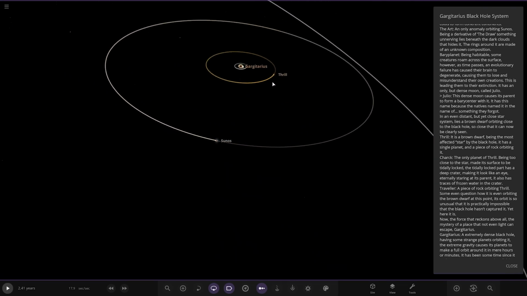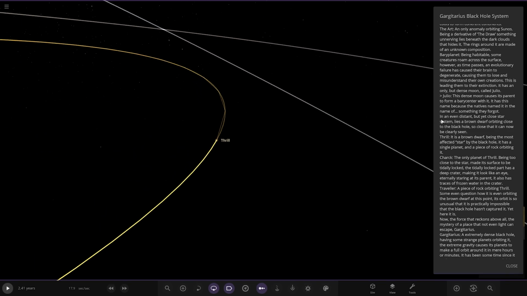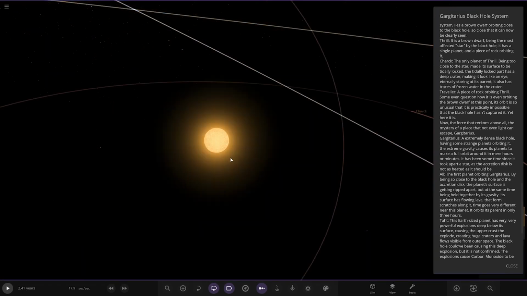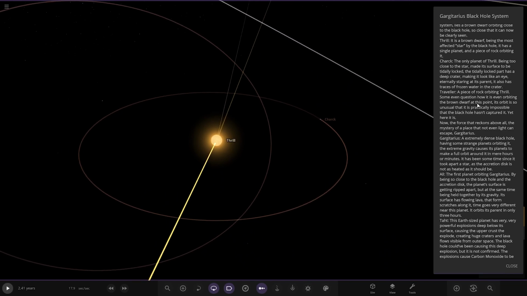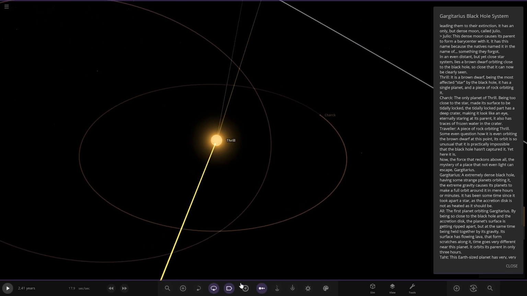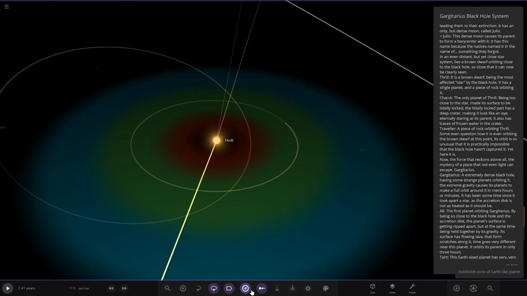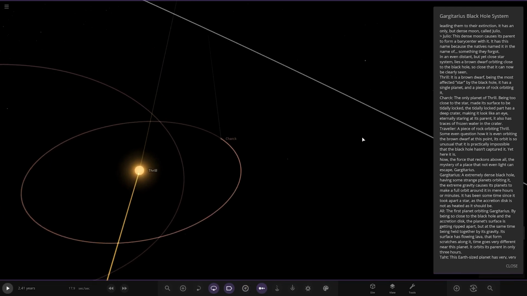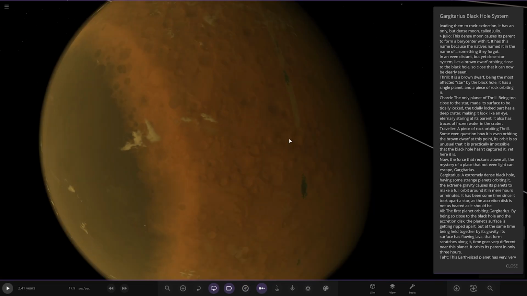So taking a big jump actually, so over here. Alright, cool. He's actually using a star to represent the brown dwarf as well. Okay, so the zone on that would be very, very dim. Okay. So next up we've got Herch, the only planet of Thrill.